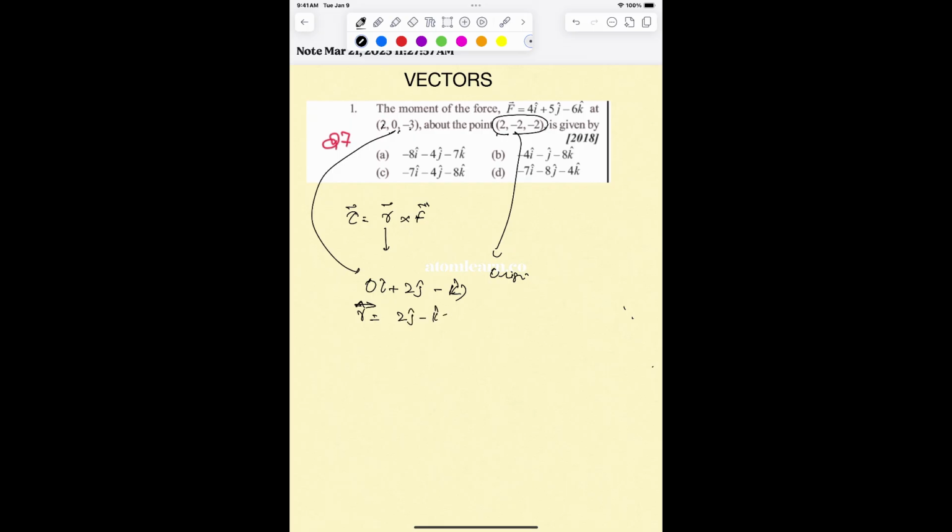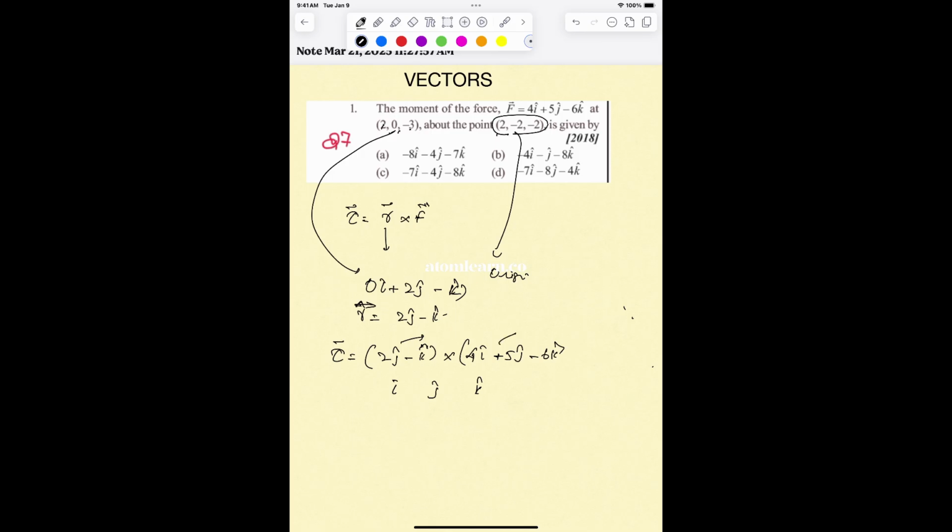Then the F vector is already given as 4 i cap plus 5 j cap minus 6 k cap. Therefore the torque vector that you want is nothing but R cross F, that is, 2 j cap minus k cap cross the F vector, which is 4 i cap plus 5 j cap minus 6 k cap. Then, as I told you, you can follow the determinant method: i, j, k, followed by the first row, R, cross F.